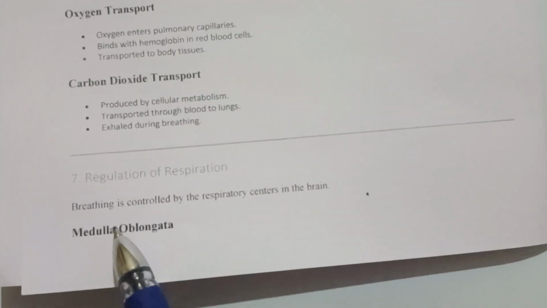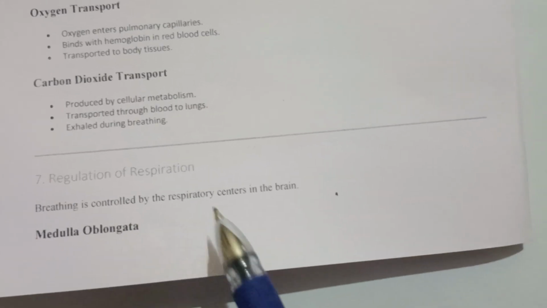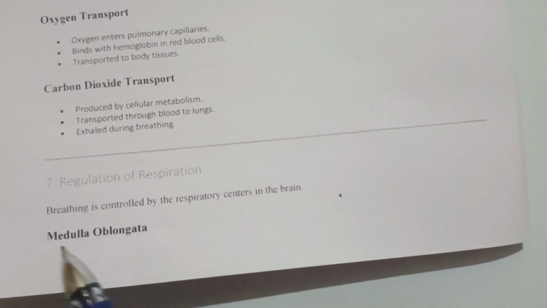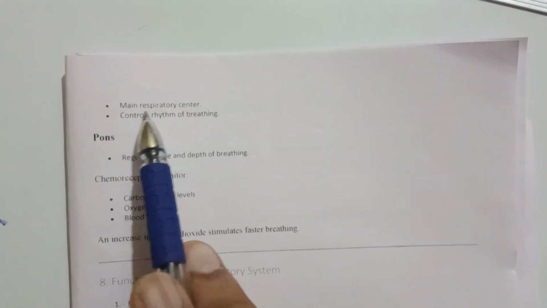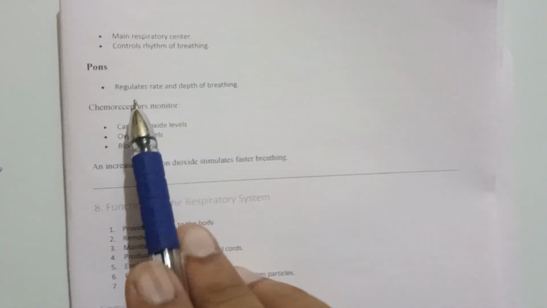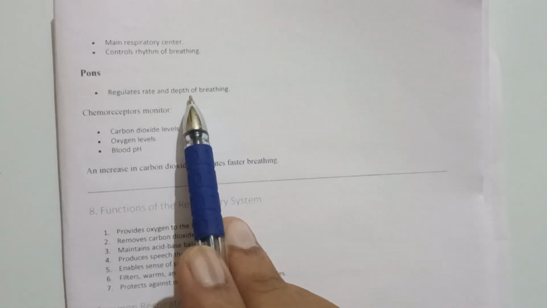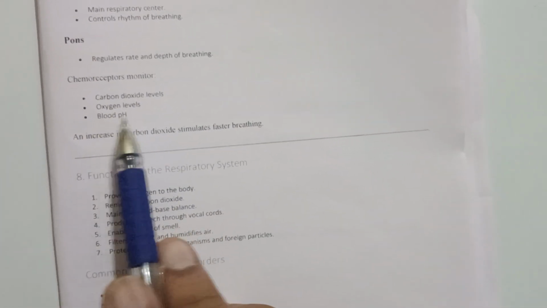Regulation of respiration. Breathing is controlled by the respiratory centers in the brain. Medulla oblongata, main respiratory center, controls rhythm of breathing. Pons regulates rate and depth of breathing. Chemoreceptors monitor carbon dioxide level, oxygen level, blood pH. An increase in carbon dioxide stimulates faster breathing.